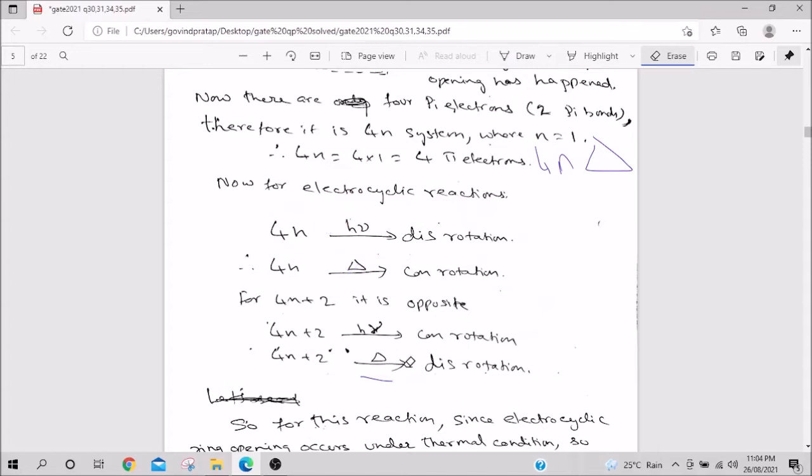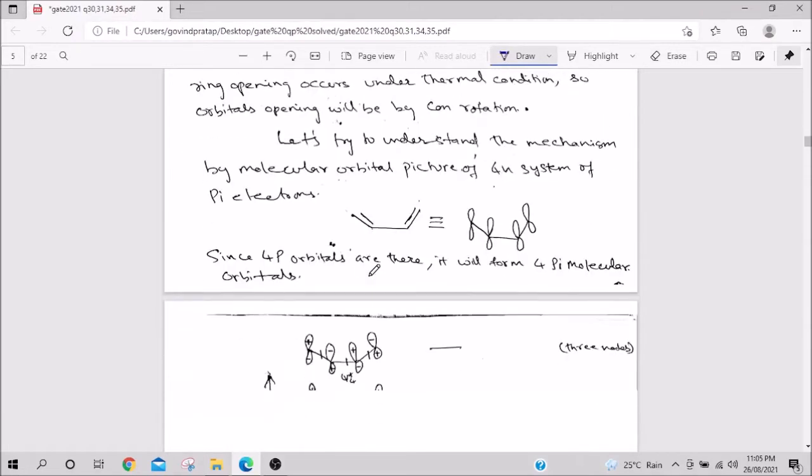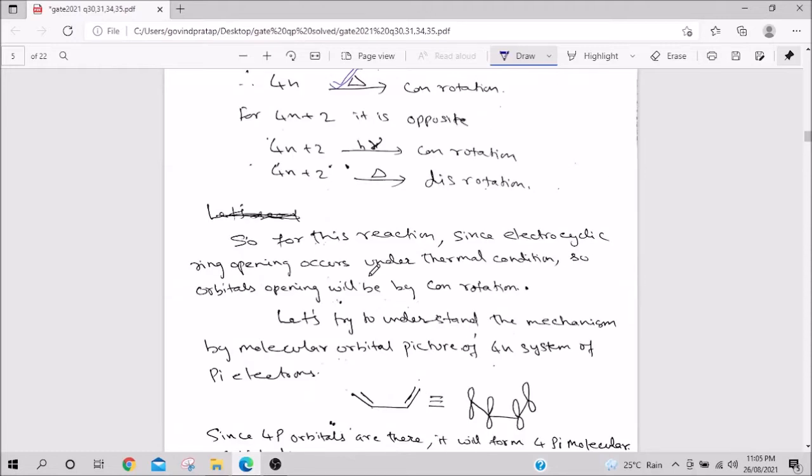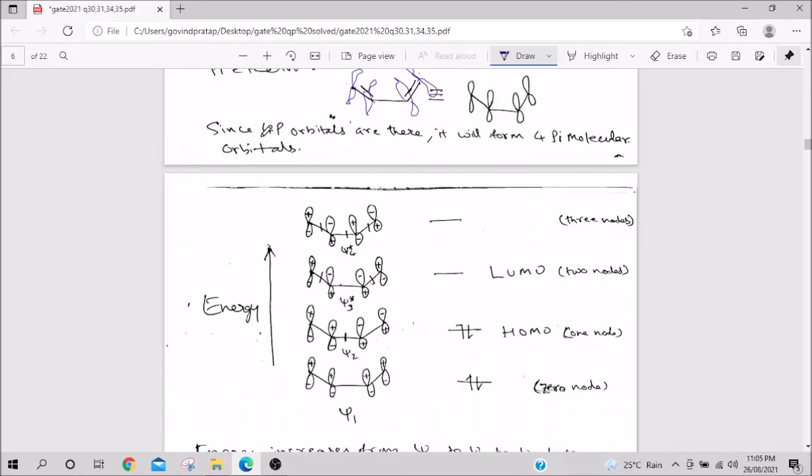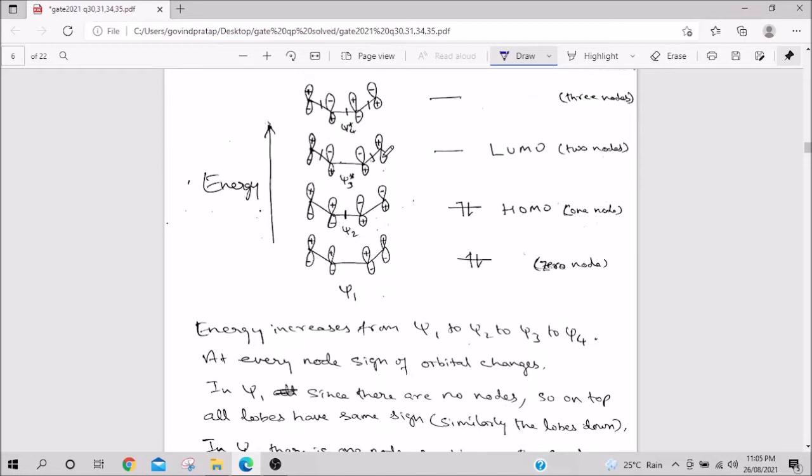Please remember this. If you remember this, it will be done. Okay. Now, let us look at the mechanism for this one. Why here it is a 4n system, why 4n thermal is con. So, we have to first make the pi molecular orbitals. These are the 4 p orbitals which are forming the pi bond. So, 4 p atomic orbitals will combine and give you 4 pi molecular orbitals, and I am putting them energy-wise. So, I have psi 1, psi 2, psi 3, psi 4.